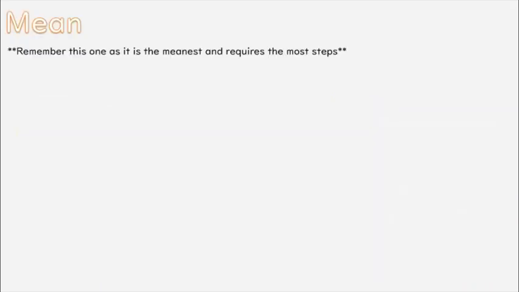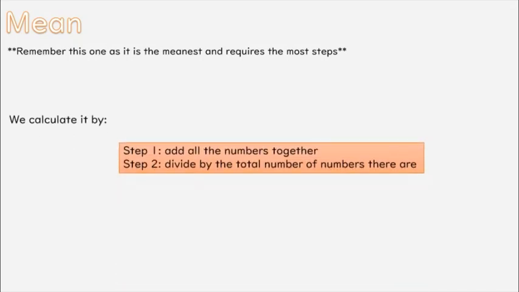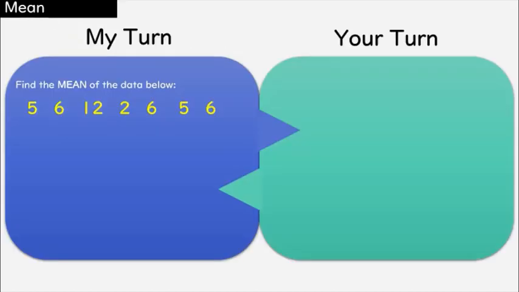So, the mean, try and remember this one as being the meanest of all the averages, as it requires the most number of steps. We calculate it by adding all the numbers together and dividing by the total of numbers there are. What do I mean by that? So there's 2 steps. The first one is to add all the numbers, and the second step is to divide by how many there are.